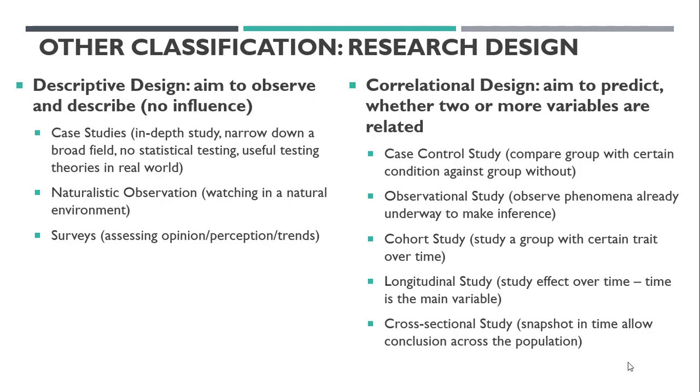So remember, you could have a mixed design whereby you pick some aspects from descriptive and some aspects from correlational design. Then we have the cross-sectional, whereby you take a snapshot in time and you use that to explain what is going on with the population. So most of the time you will be involved in doing this. When you do your survey, you are basically taking a snapshot in time, which is a cross-sectional design.